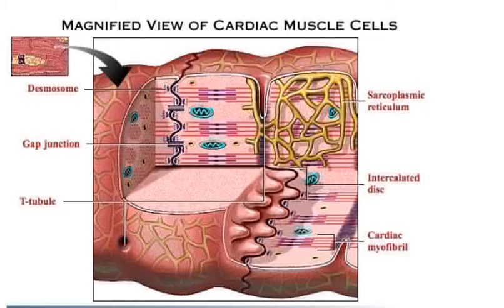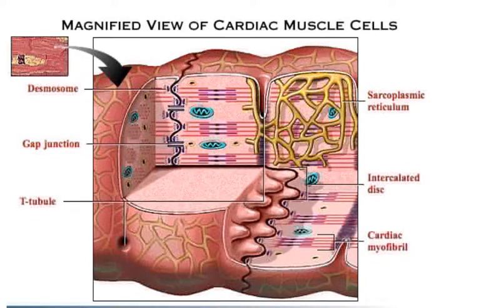Let's consider the two kinds of cell junctions in the intercalated discs. The desmosomes are anchoring junctions that hold adjacent cells together. When the muscle cells contract, they pull against each other, and the desmosomes keep the heart from literally pulling itself apart. The other type of junction, the gap junction, is important for a different reason.